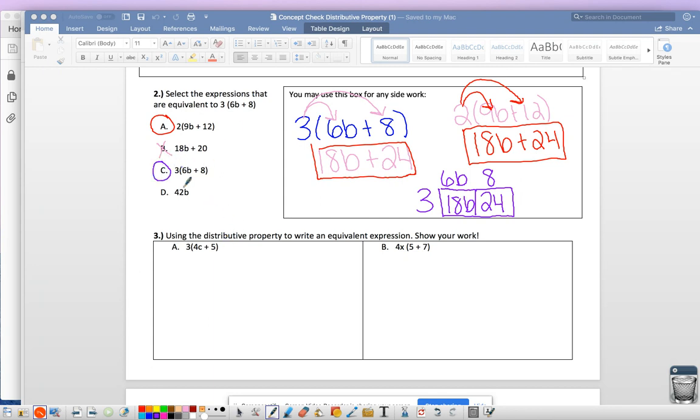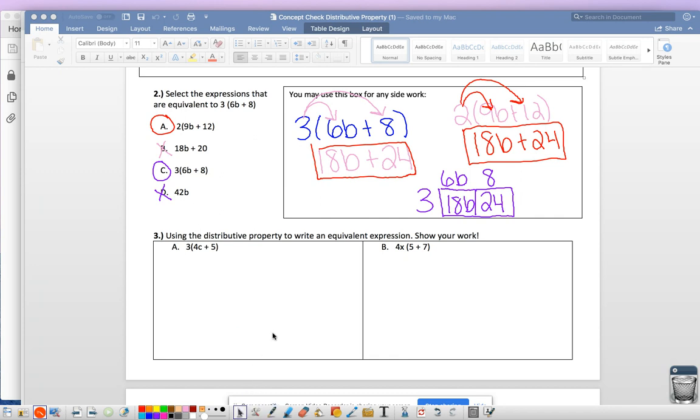So then it cannot be 42b. Remember we talked about how we don't know what b is. So we cannot combine these two. We have to do the multiplication for 18 times b first, and we don't know what that is, so we cannot combine it with 24 yet. So 42b does not work, okay?